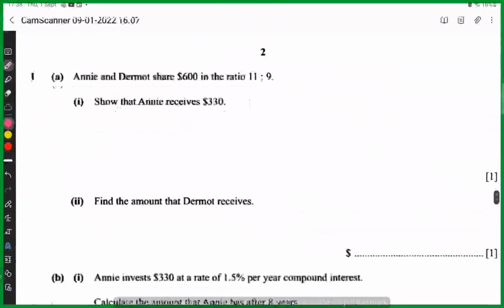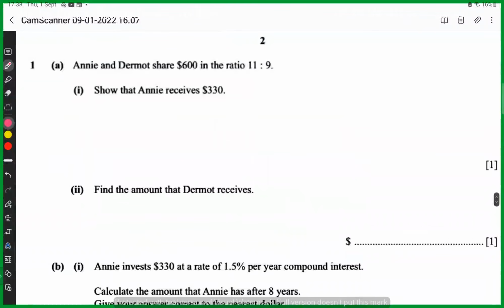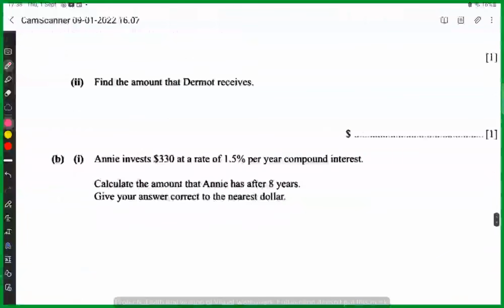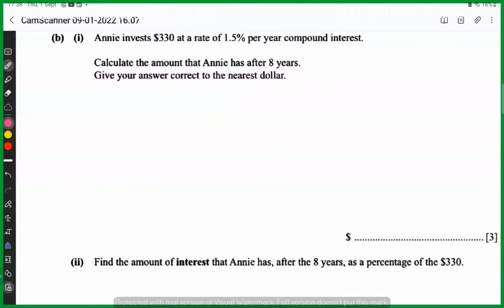I want to talk about another question. Here it is. I'll do the first part. You guys will do the second part. Amy invests $330 at a rate of 1.5% per year compound interest. Now this is compound interest. Calculate the amount that Amy has after 8 years. Give your answer correct to the nearest dollar. I think you guys can try the first part and then I'll do the second part.